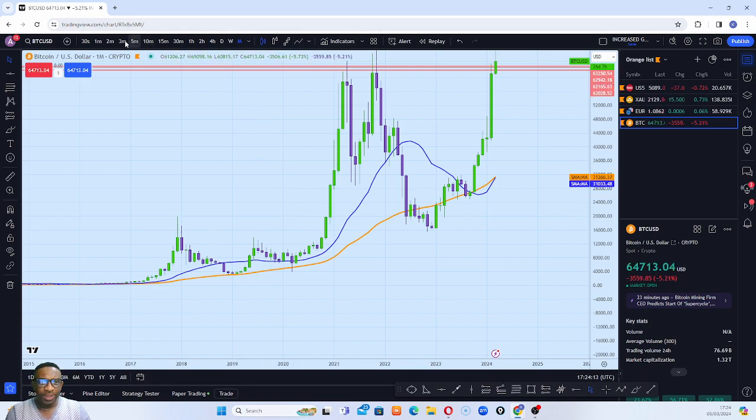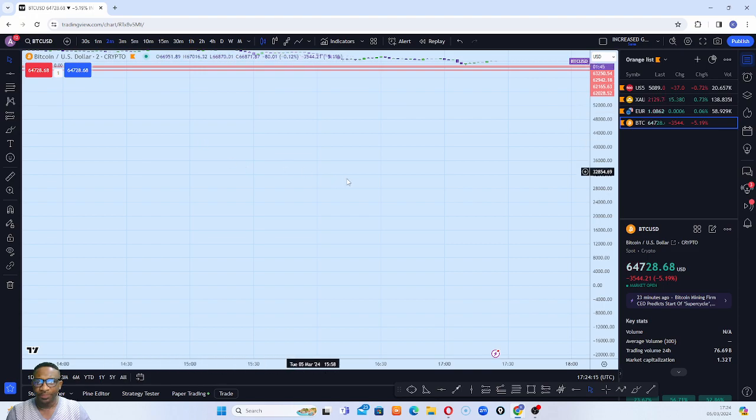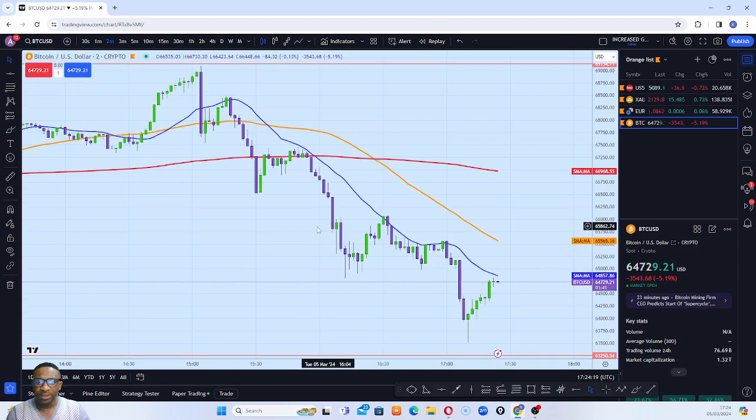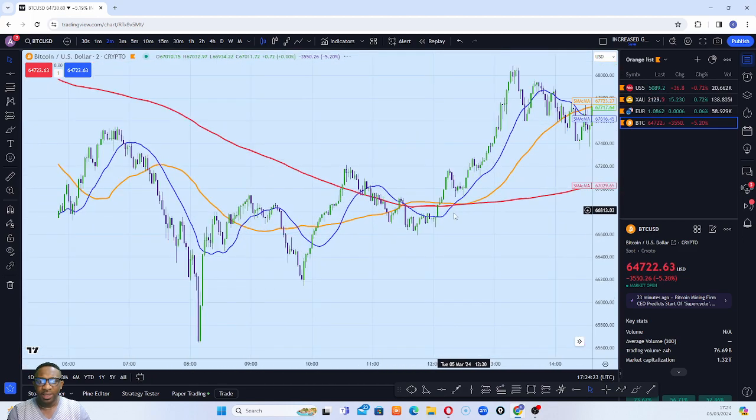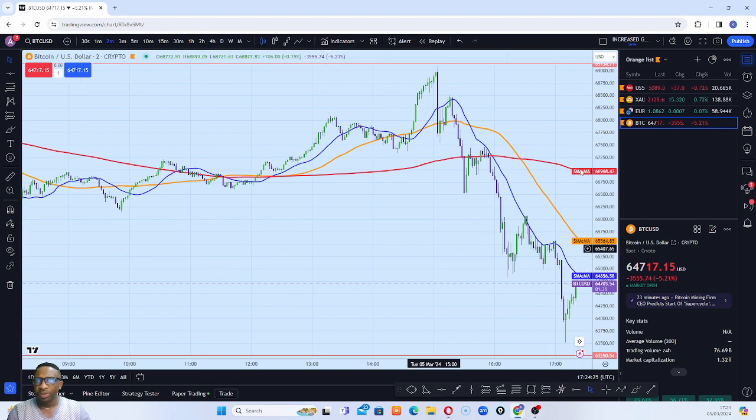Okay, so I'll go on a smaller time frame. My trading time frame is the 2 minutes. The 2 minutes time frame. So as I said, I'm just going to go through how I look at the market.